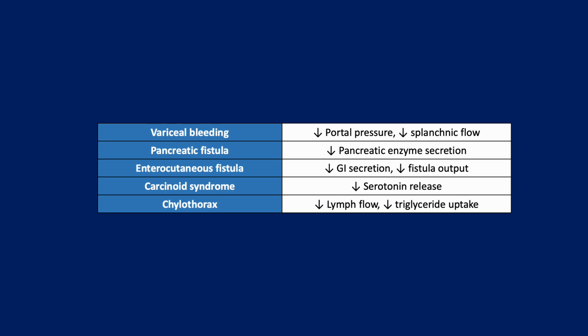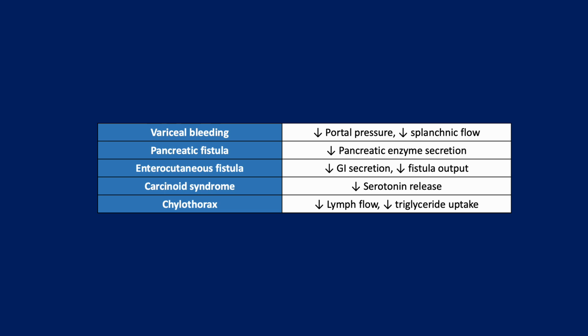For example, in variceal bleeds, octreotide will reduce portal pressure and splanchnic flow, and therefore aid treatment. Pancreatic fistulas: it can reduce the amount of pancreatic enzyme secretion and therefore aid treatment. Enterocutaneous fistulas: octreotide can reduce GI secretion and therefore fistula output. In carcinoid syndrome, octreotide reduces gastrointestinal activity, inhibits the release of multiple hormones including 5-HT, helping to control symptoms such as flushing and diarrhea.